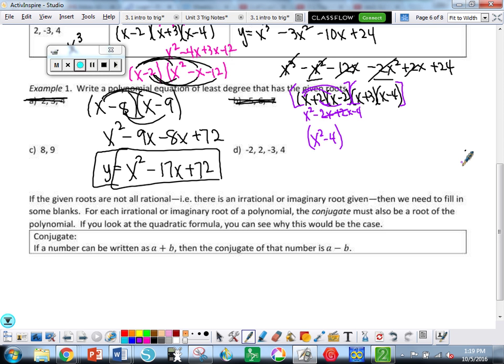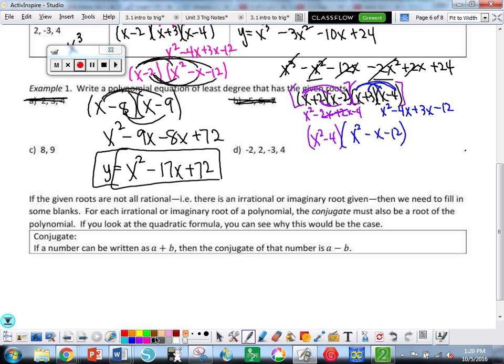Yes? Do the same thing on the other one. X times x is x squared, minus, say it out loud for me, 4x, 1x, plus 3x, minus 12, simplify that, x squared minus x minus 12. Whew.